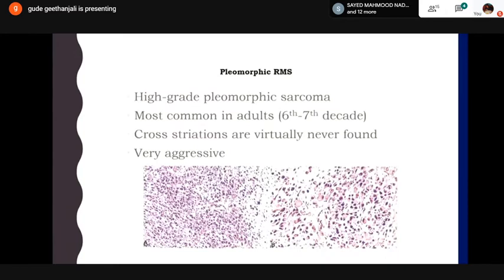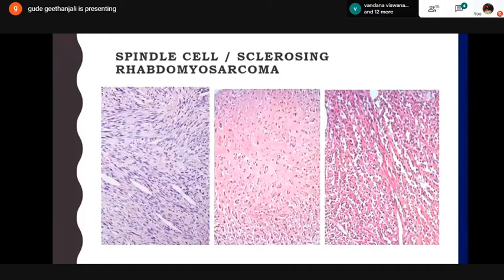The next subtype is pleomorphic RMS, which is common in adults and in the extremities. Here it has a very pleomorphic morphology with atypia, nuclear enlargement, and hyperchromasia. Cross striations are virtually never found, and it is a very aggressive tumor. To identify this pleomorphic RMS, we have to take the help of immunohistochemistry.